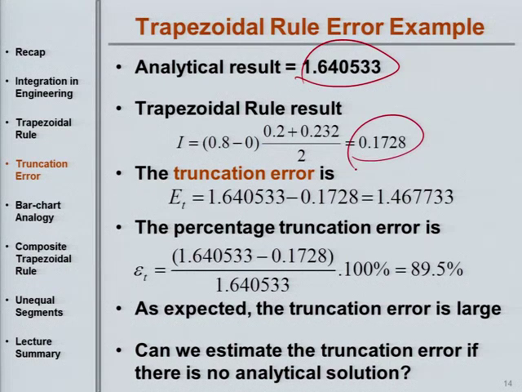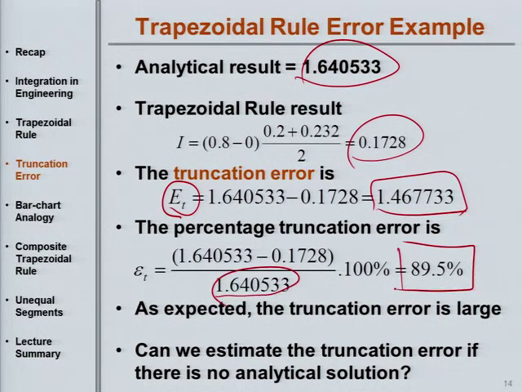Now recall what the truncation error is. Truncation error is the difference between the exact answer and your approximate numerical solution. So if we plug those two values in, we see that our truncation error, unsurprisingly, is this large number here, 1.46, and the percentage truncation error is just that value there divided by the exact answer multiplied by 100. So we can see that our error is 90%. So it's enormous, and this would be an absolutely hopeless thing to do in practice. So truncation error is really big.